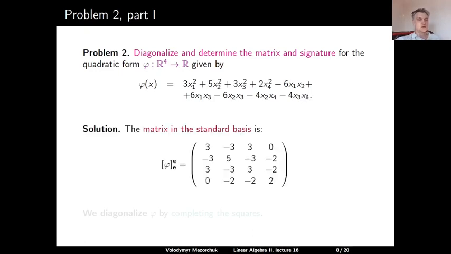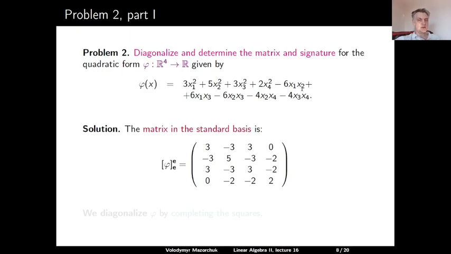Solution. So we start by writing down immediately the matrix of this quadratic form in the standard basis. So here is the expression of the quadratic form. And on the main diagonal, we write the coefficients at the squares of our variables. 3x1 squared means that we put 3 in position 1, 1. 5x2 squared, we put 5 in position 2, 2. 3x3 squared, we put 3 in position 3, 3. 2x4 squared, we put 2 in position 4, 4.